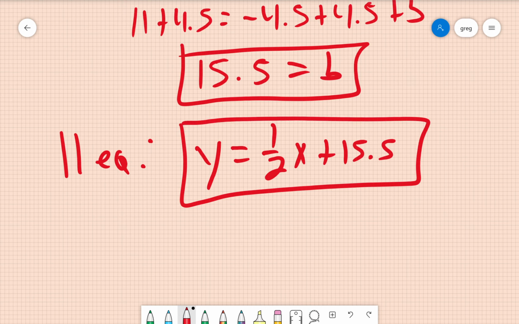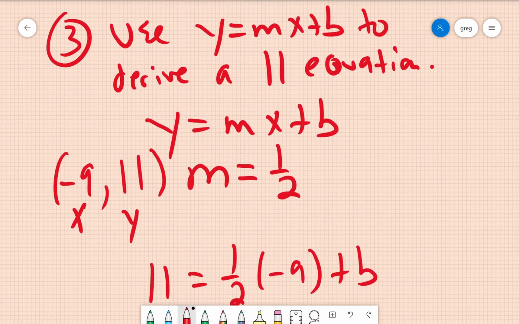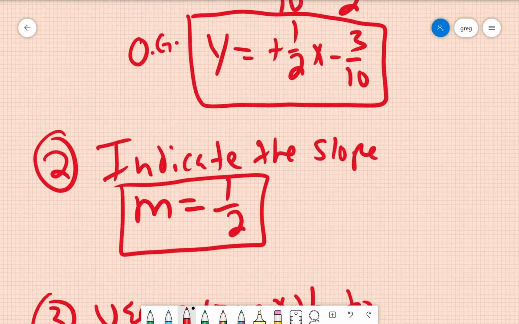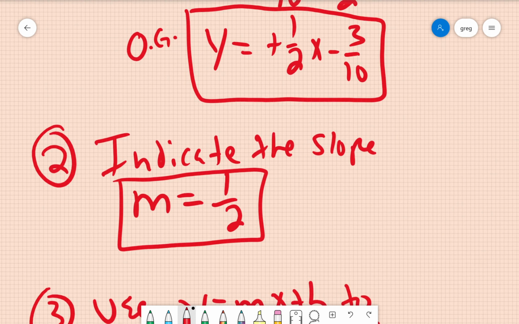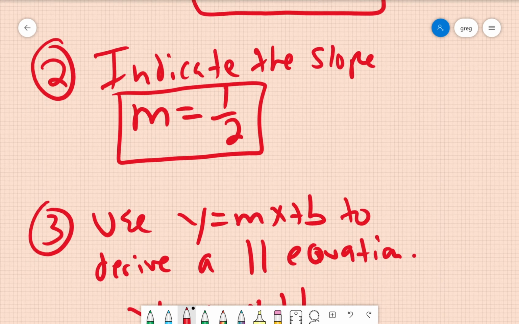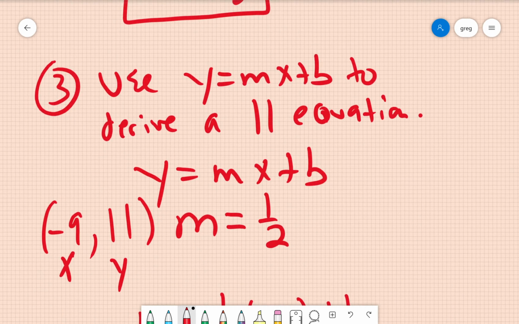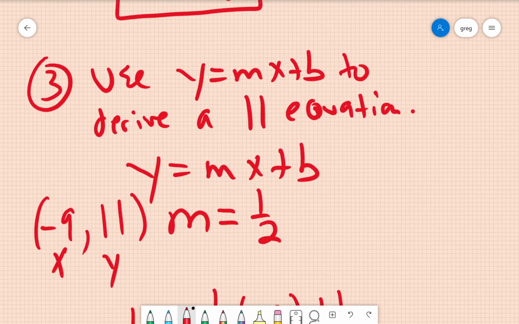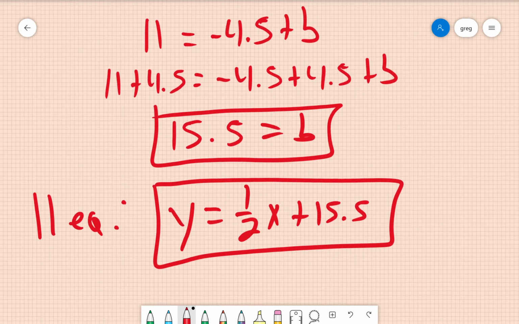This is the parallel equation. We had the original one, which was y equals 1/2 x minus 3/10. We know parallel equations have to have the same slope. We indicated that. We used our same slope, 1/2. Then we had to use the ordered pair provided, -9, 11. We did that, and now we have our new equation. So this is how to derive a parallel equation.